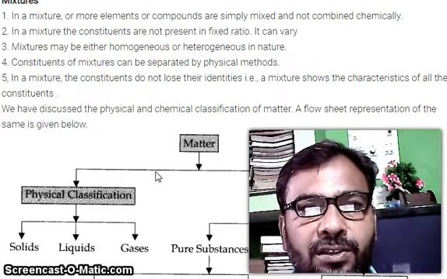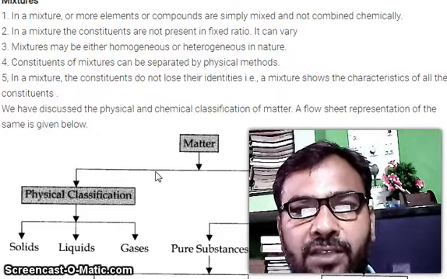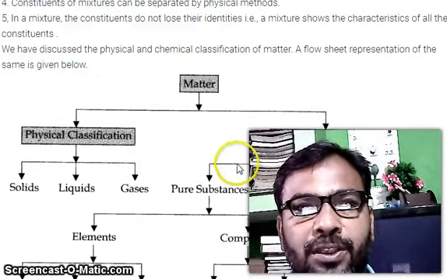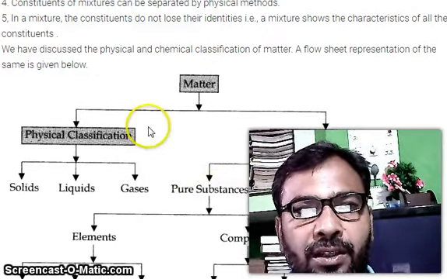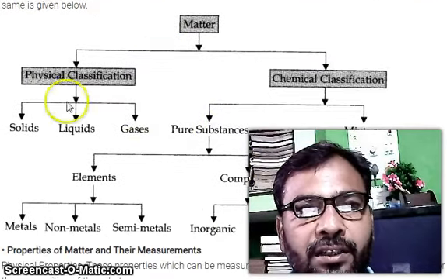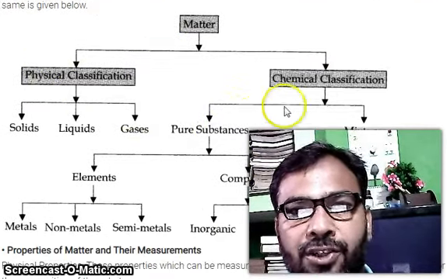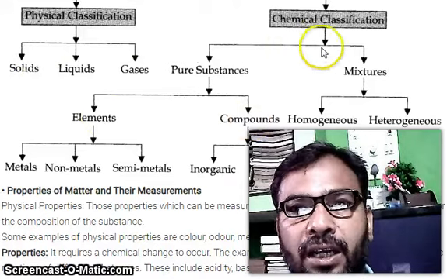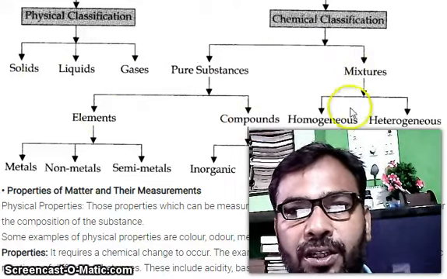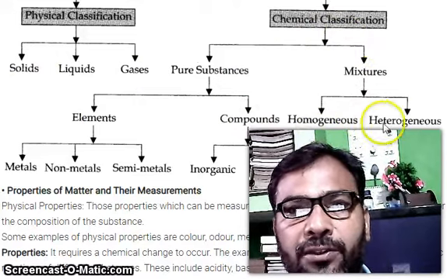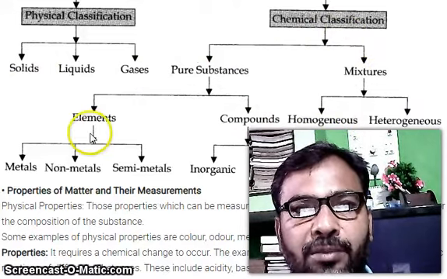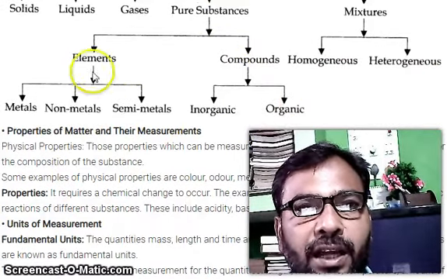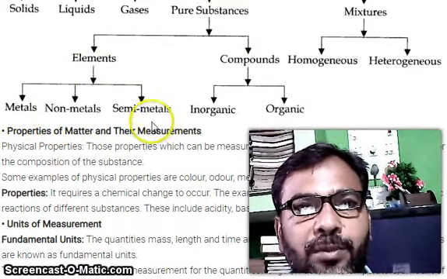We have discussed the physical and chemical classification of matter. Now, this is the flow chart representing the same. You see matter classified into physical classification and chemical classification. Physical classification: solid, liquid, gases. Chemical classification: pure substance and mixture. Mixture is homogeneous and heterogeneous, and pure substance is elements and compounds. Compounds are inorganic or organic. Elements are metals, non-metals, and semi-metals.